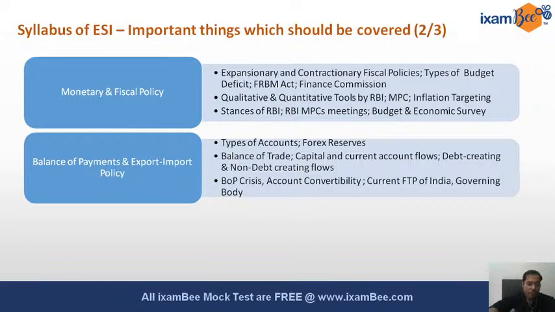So you have to be historically thorough with the BOP crisis. What did it lead to? What do you mean by account convertibility? Which account convertibility do we have in India, be it capital account or current account? The committees formed and the recommendations around it. The current foreign trade policy of India, which is the governing body of FTP in India, and what are the targets set in the FTP?